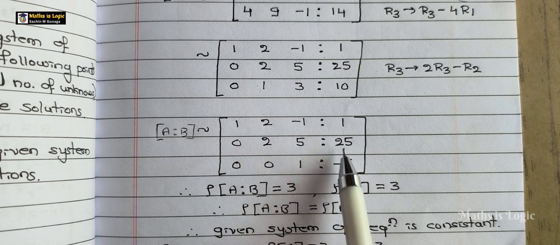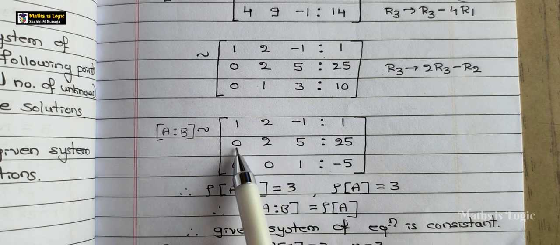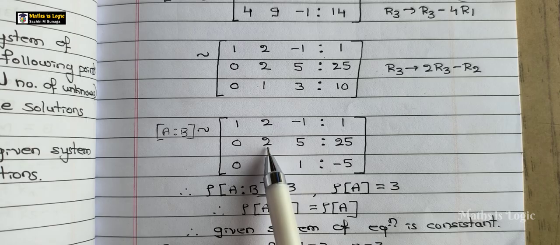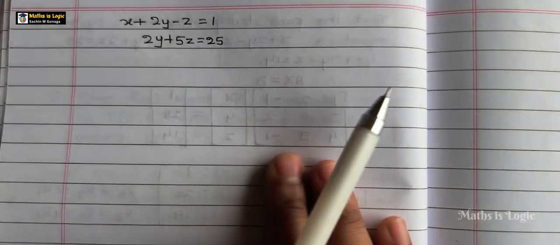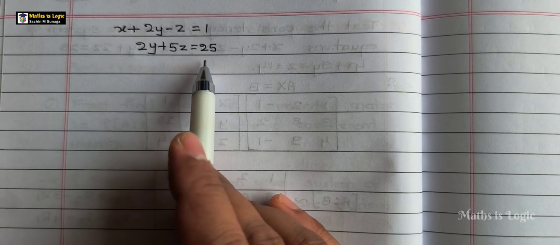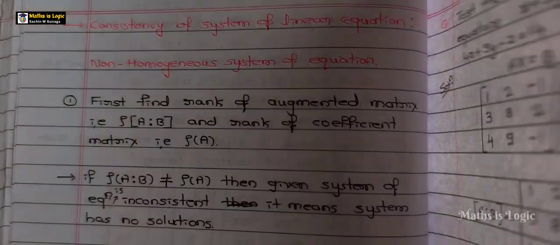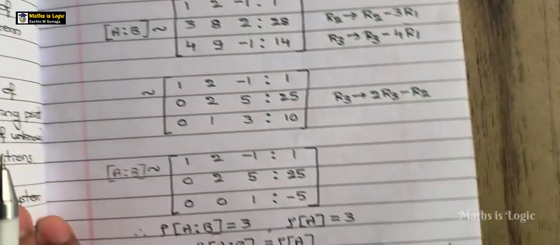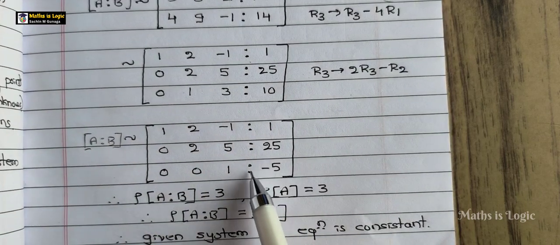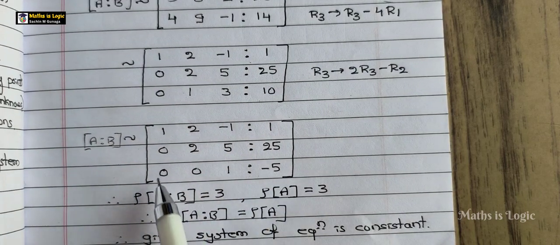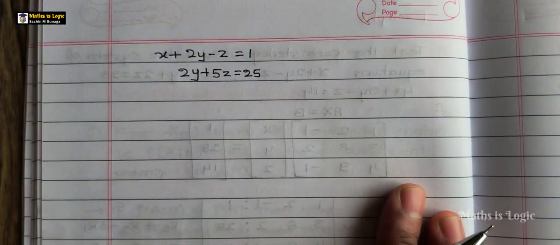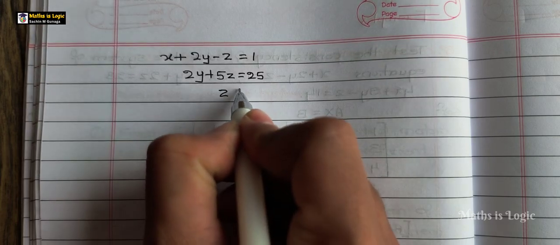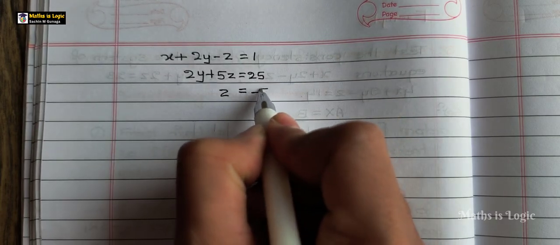Now this second row can be written as 0 is there, so leave that x value. 2y plus 5z is equal to 25. So right here 2y plus 5z is equal to 25, and the last row, what is that last row? 1 colon minus 5. So x value don't write, y value also don't write directly, 1 means z. Therefore right here z is equal to minus 5.